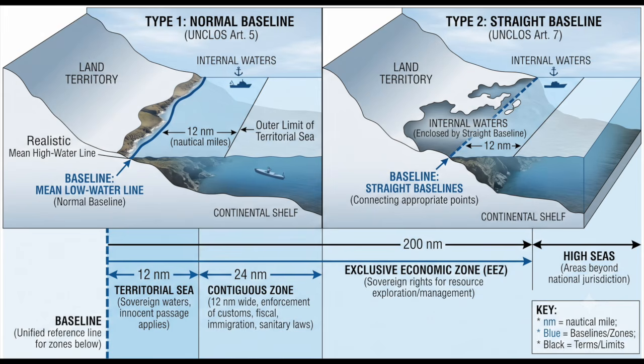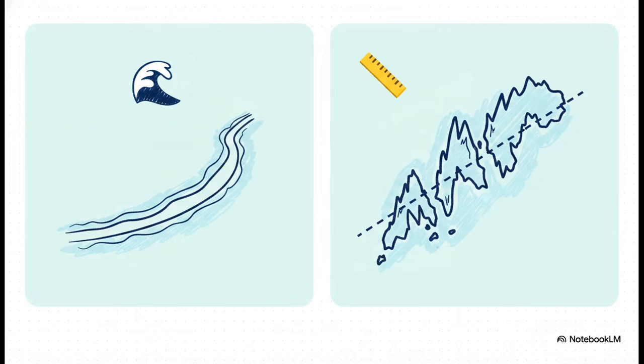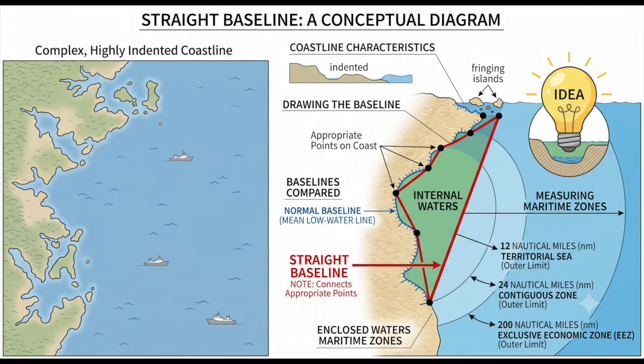Now, actually drawing this line isn't always super straightforward. A normal baseline just follows the low water line along the coast at the absolute lowest tide. But think about this. What if your coast looks like the deeply indented fjords of Scandinavia? Or what if it has a crazy complex network of fringing islands? Tracing every single little inlet would be practically impossible. So, for those situations, international law allows for straight baselines. These are artificial straight lines that just join points across the water.